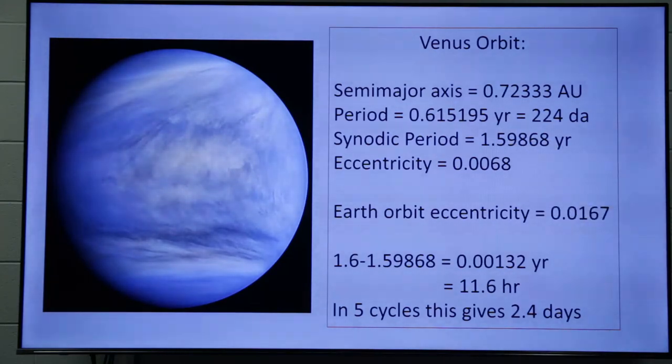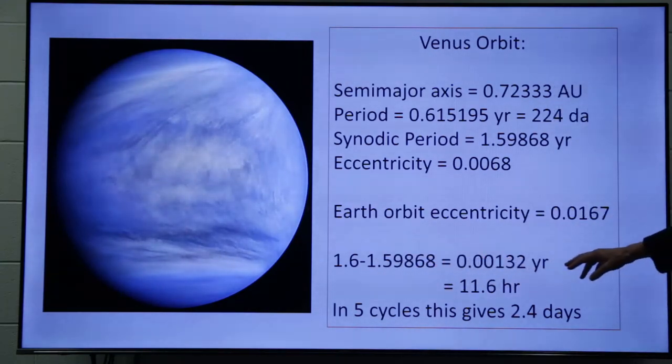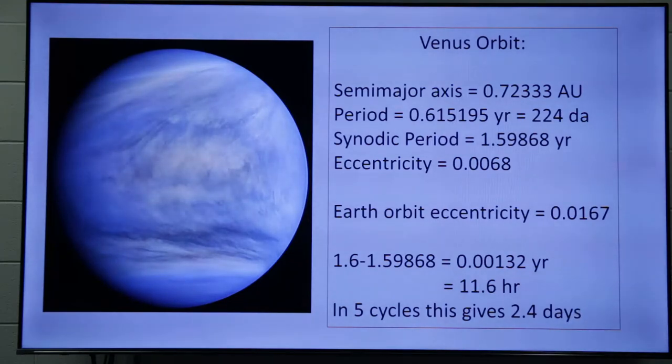If it were 1.6 years, that would be a perfect orbital resonance of 8 to 5, because 1.6 is 8 fifths. But it's not quite. The difference, 1.6 minus 1.59868, is about 11.6 hours. And that's 11.6 hours different from a perfect resonance in every 1.6 years. Now, after 5 of those 1.6 year cycles, that has all added up to about 2.4 days. And that's what's been bothering me for many years. Why would it be so close to a perfect resonance, but just 2.4 days off?